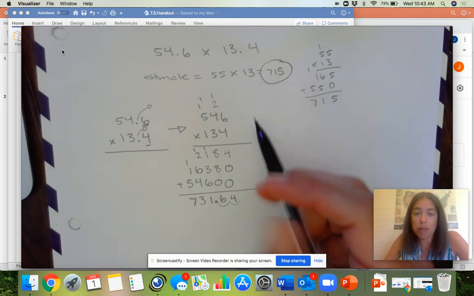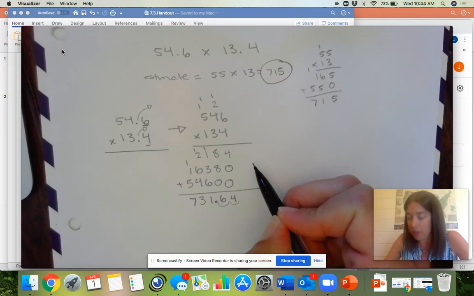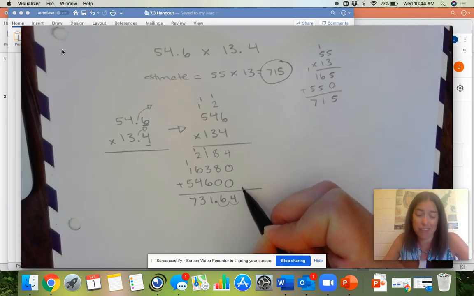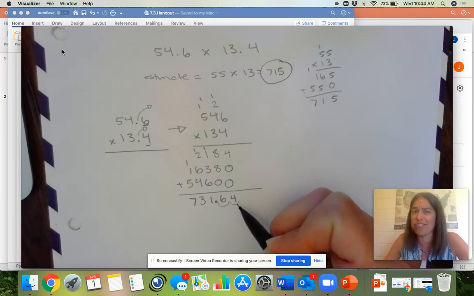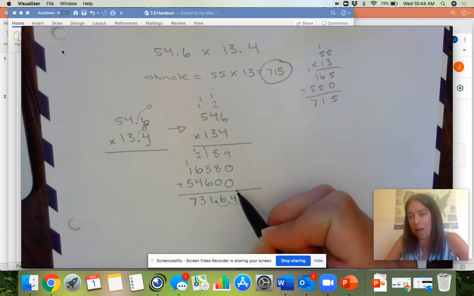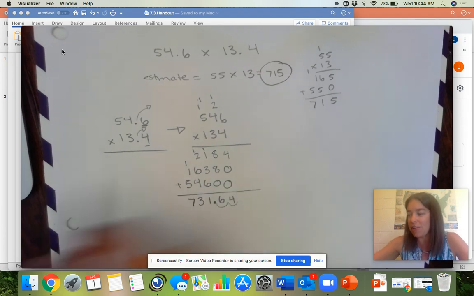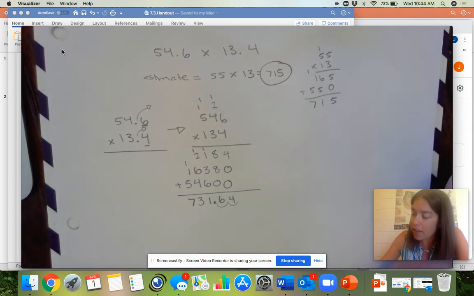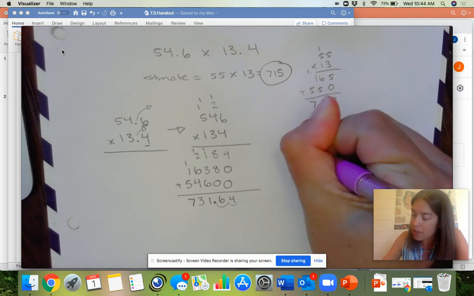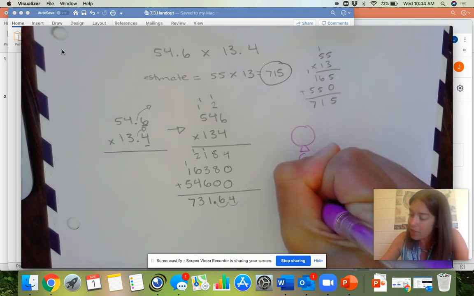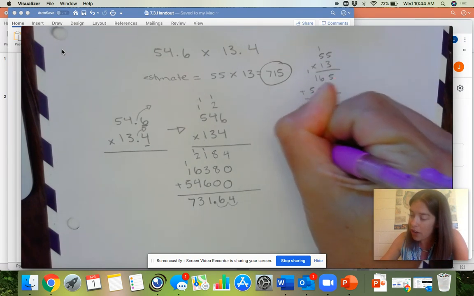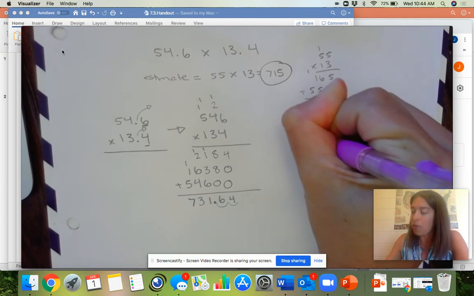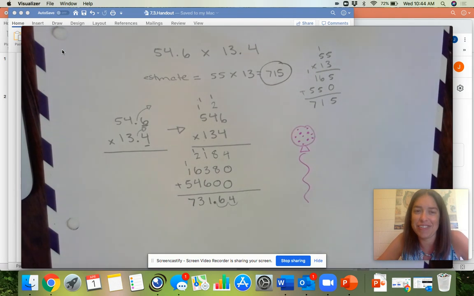If you multiplied and you used the standard algorithm and you got to the same answer of 731 and 64 hundredths, nice work. This was a really big problem. Go ahead and today we're going to draw ourselves a lovely balloon to celebrate your excellent, excellent work. Nice job. Let's take a look at one other way I saw some scholars solving this problem.